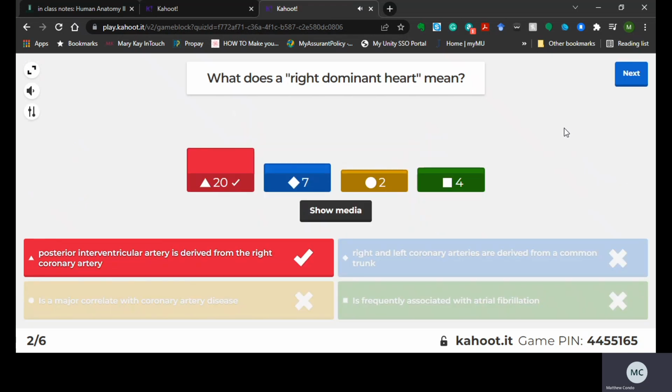So yeah, a right dominant heart is where the posterior interventricular artery is derived from the right coronary artery. Remember, we talked about this way back on the first day of the semester, where the left coronary artery and right coronary artery come together at that posterior interventricular artery. When the right coronary artery is the dominant side of blood flow, that's considered a right dominant heart. That leads to all sorts of fun stuff. And by fun stuff, I mean all sorts of different problems than a left dominant heart.